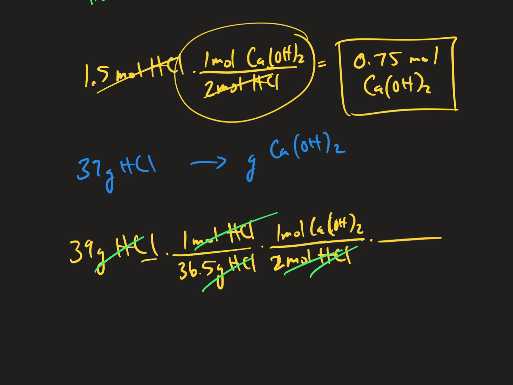And now we got to convert to grams, right? Moles to grams. That's what we're looking for. 1 mole of calcium hydroxide has a mass of 74 grams of calcium hydroxide. Now I'm going to ask you a question real quick.